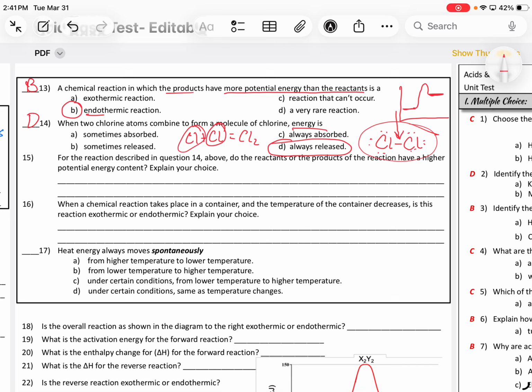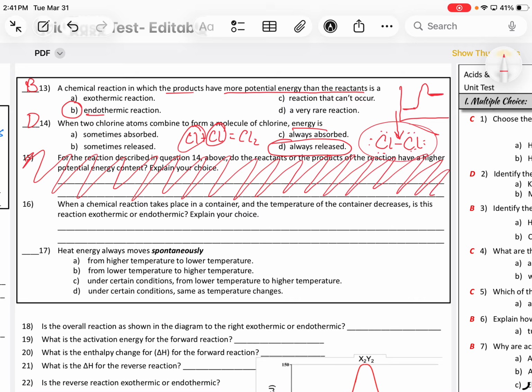Number 15. For the reaction described in question 14 above, do the reactants or the products of the reaction have a higher potential energy content? Explain your choice. You will not have to do anything like that on the test. I'm saying that because my brain is also a little frazzled right now, and we need to go quicker into the video.